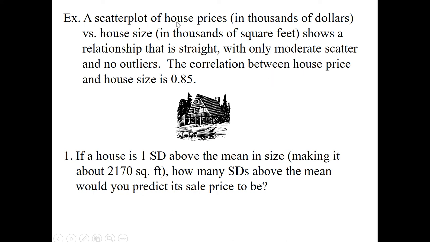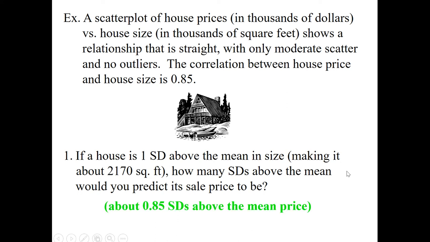And so you're looking at this and you're like, well, which one of these is my Y variable or my response variable, and which one is my X variable? Well, the bigger the house is, more likely the bigger the price is going to be, right? So the house price is probably our response variable, our Y variable, and house size is going to be our X variable. So if I say a house is 1 standard deviation above the mean in size, so in the X direction, how many standard deviations above the mean would you predict its sales price to be? So what do you think would happen to its Y value?